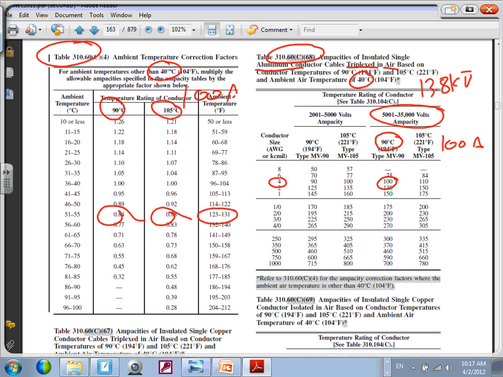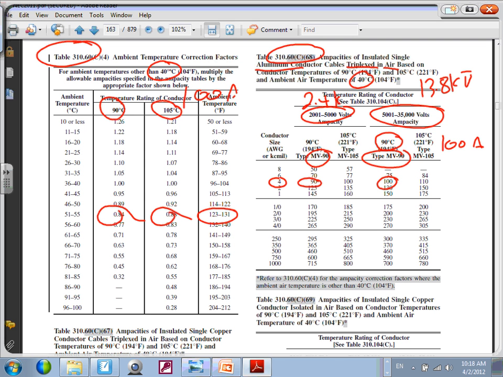Any question, guys, about using this table? Triplex, and look at the voltage. The voltage is 13.8. It goes under this. If the voltage is 2.4 kV, now I'm here, the same conductor can give me 90 amps. Who cares? You're looking at the insulation of these cables.